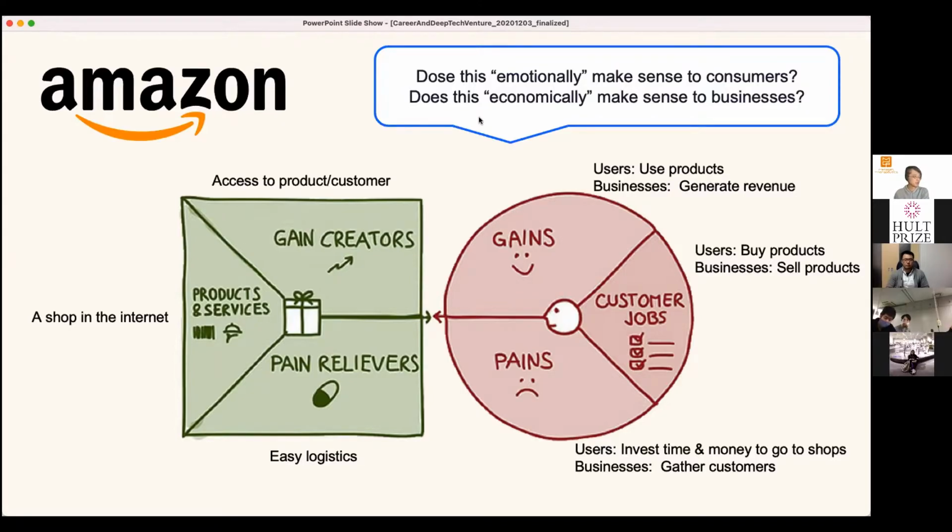And for the businesses, Amazon provides economic value, because if a business needs to open up a real physical shop and do some promotion and advertisement to gather the consumers, that costs a lot. But on Amazon, they can easily access the customer. So it's more about the economic value. So Amazon's business plan is very, very well designed.